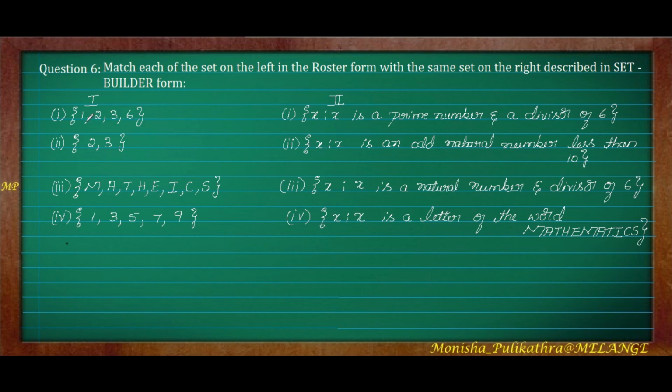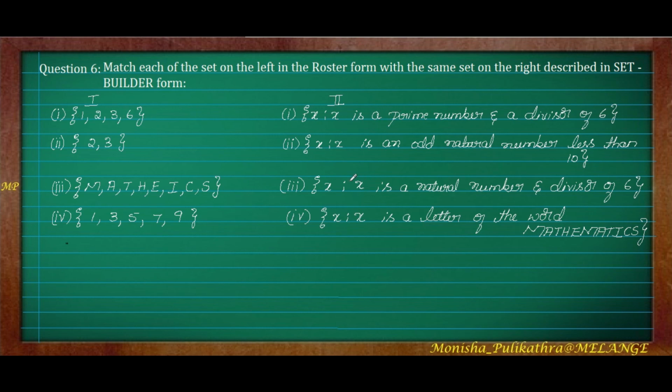Okay. Here the first one is 1, 2, 3, 6. We have to see whether it is correct for these set builder methods. The first one is x is a prime number and divisor of 6. So all these numbers are divisors of 6: 1 times 6 is 6, 2 times 3 is 6, 3 times 2 is 6, 6 times 1 is 6. But the number should be a prime number. A prime number is a number which is divisible only by 1 and itself. Here 6 is divisible by 2 and by 3. So it is not this set builder method.